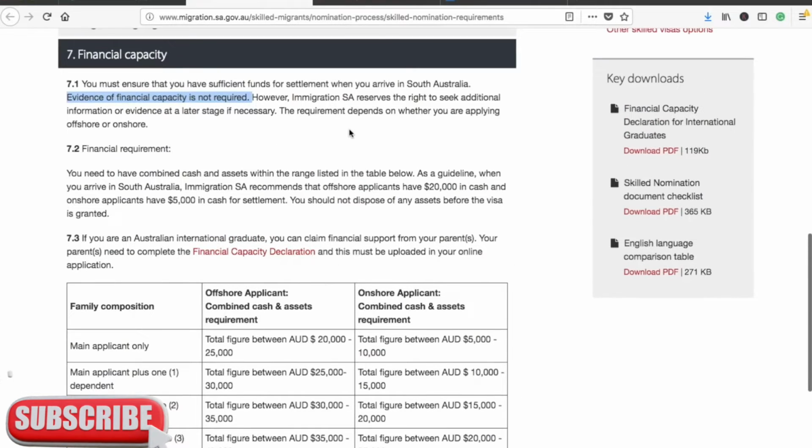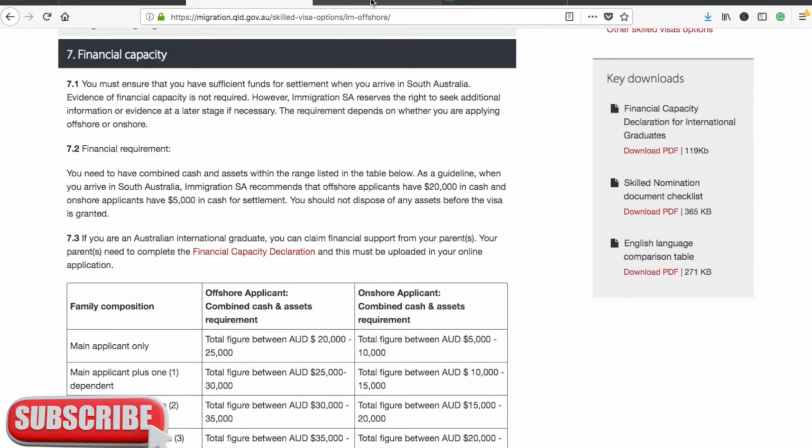However, they added that they do reserve the right to seek additional information or evidence at a later stage if necessary. So don't take it too casually that they won't ask for it. They might ask for it. Just like Western Australia, it's not mandatory here that they will certainly ask it, but yes, they might ask it.